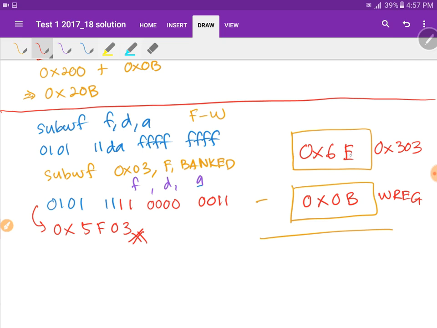E is actually 14. So 14 minus B is 11. So the answer is 3. And then 6 minus 0 is 6. So we get the answer 63. Well, where do we store this? We store it back to file register, which means we store it back into hex 303.